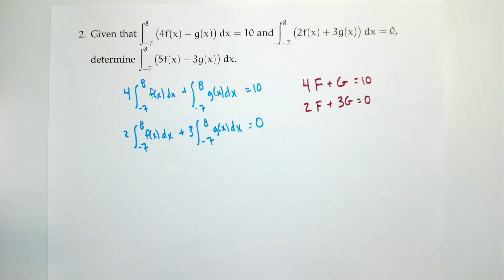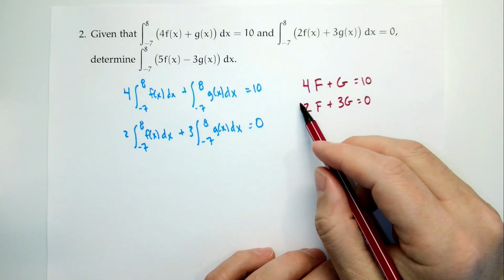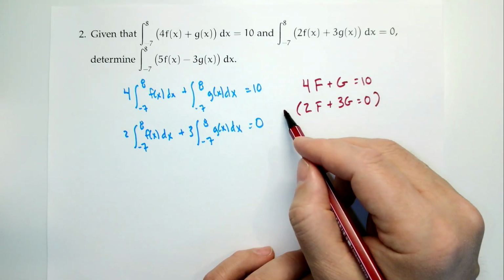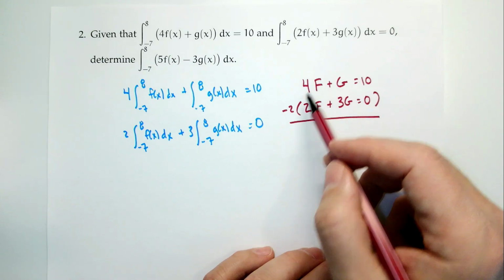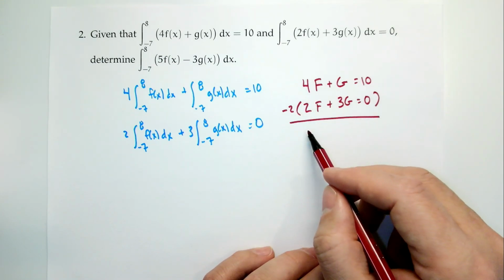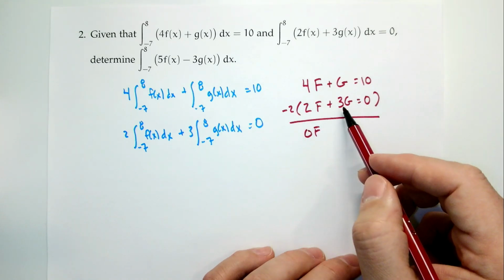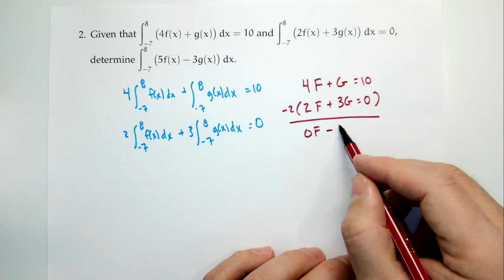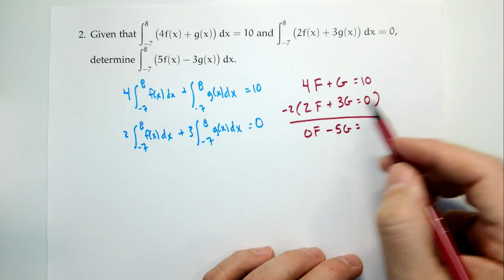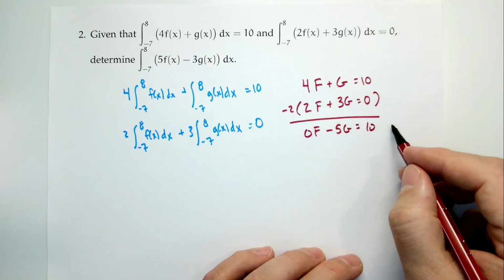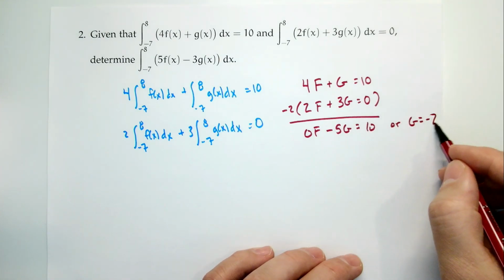All right, so what I can do is I can solve for capital F and capital G. For instance, if I multiply the second equation by -2 and combine, this will be 4 minus 4, which would be 0F. G minus 2 times 3 is minus 6G, so minus 5G equals 10 minus 2 times 0, which is 10. Or, if I divide both sides by -5, G is -2.